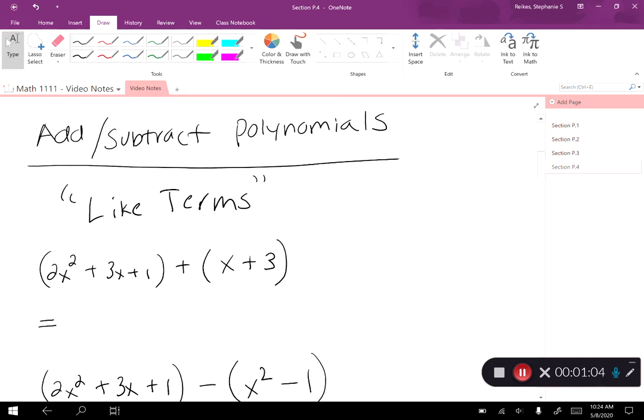Next, let's look at adding and subtracting polynomials. Remember, when we add and subtract, we are going to put together like terms. So let's take a look at the first example: 2x squared plus 3x plus 1 plus x plus 3. So I have 2x squared plus 3x plus x. These two are like terms. And then I have plus 1 and plus 3. Those two are like terms. And so the final solution, I have 2x squared plus 4x plus 4.